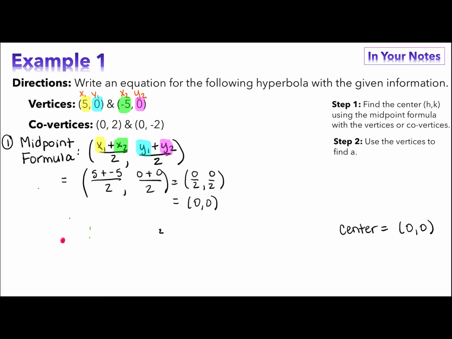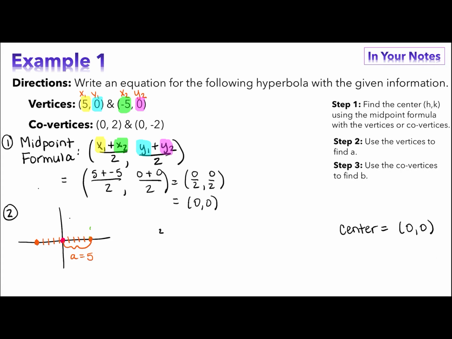Step 2 is to use the vertices to find A. If you remember, what we do is we write a rough sketch of this hyperbola. So the first thing I want you to do is graph the center. Once again, the center was (0, 0). I graphed those. Now what I did is I graphed these 2 points. So I graphed the point (5, 0). That means go right 5, up and down 0, plotted that point, and then (-5, 0). Left 5, plotted that point. Remember, the A is the distance from the center to one of the vertices. So I counted the center to one of the vertices was 5, therefore A is 5.